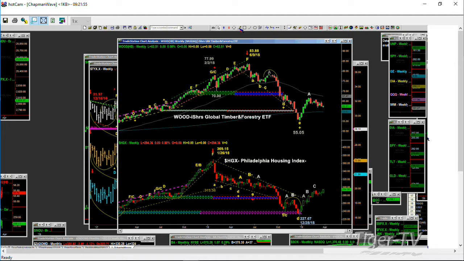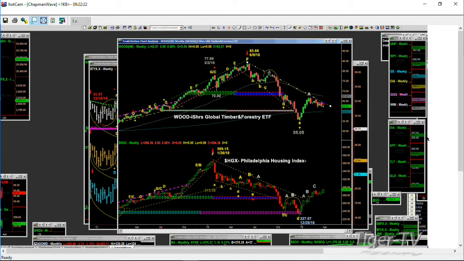If I draw it in WOOD, which is the iShares Timber and Forestry ETF, look, I can make it come in right here. It kind of nicks that area there back in June, July, August of 2018. Then there was a sharp pullback, 83.88 to 55. I would say 27-point decline, 32%-ish, and then a rebound that's starting to fail.